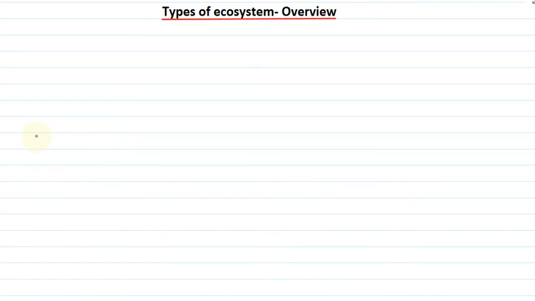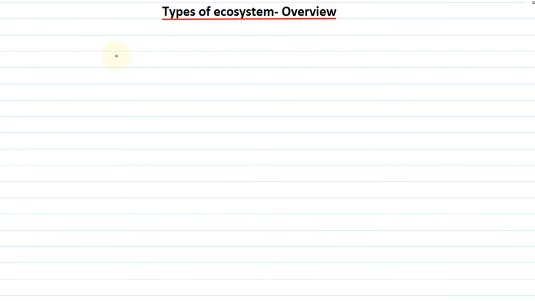The topic for today's video is types of ecosystem and its overview. So in our previous video, we had learned about ecosystem and we had also seen the two components of ecosystem, that is biotic component and abiotic component, that involve living organisms and non-living organisms respectively. So today we will be studying about the types of ecosystem and we'll see the overview of it.